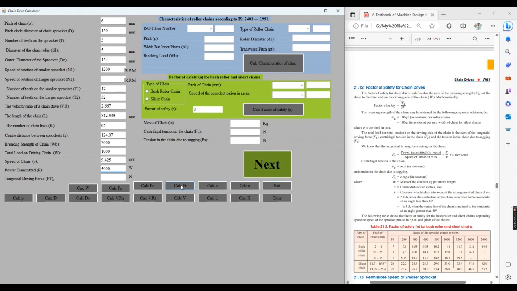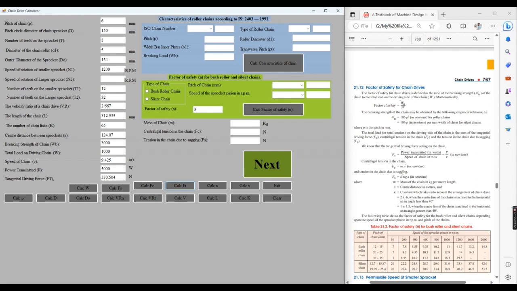As we discussed earlier, this FT, the tangential driving force, is the ratio of power transmitted in watts to speed of the chain. Then click this button. Here the tangential driving force becomes 560.50 newton.